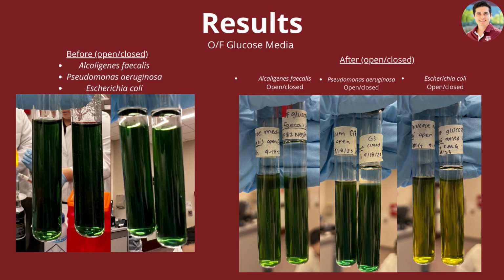Now on the very right, it is our E. coli. Here we can see there is a drastic color change as both tubes went from green to all yellow, but more with the closed tube. Therefore, it is a facultative anaerobe.